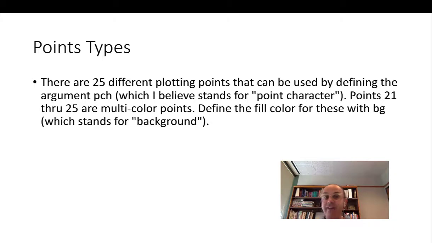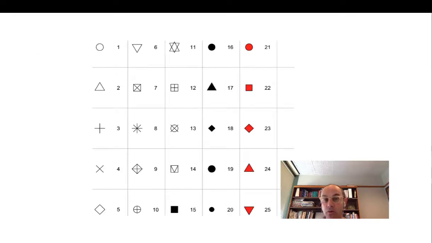Now point types. There are 25 different points that can be used to define the argument, which is pch, which I believe stands for point character. Points 21 through 25 are multicolor points, so you can fill colors with bg, which stands for background. So those are the points that you can use in your visualization.